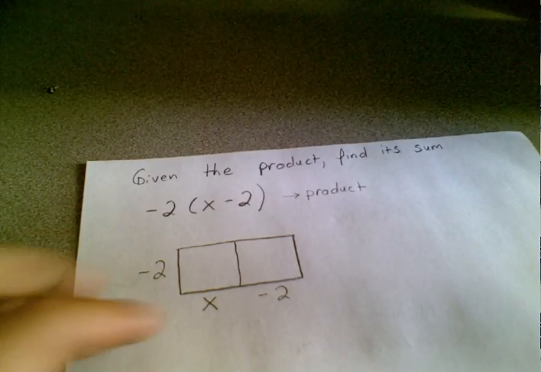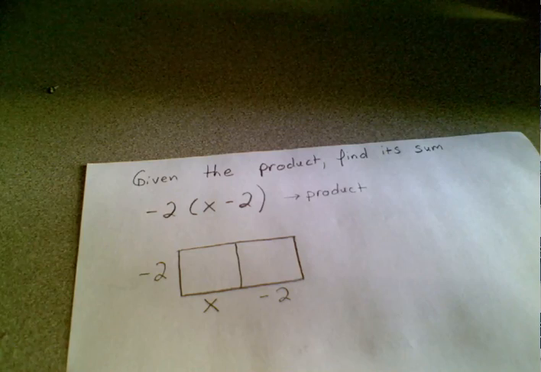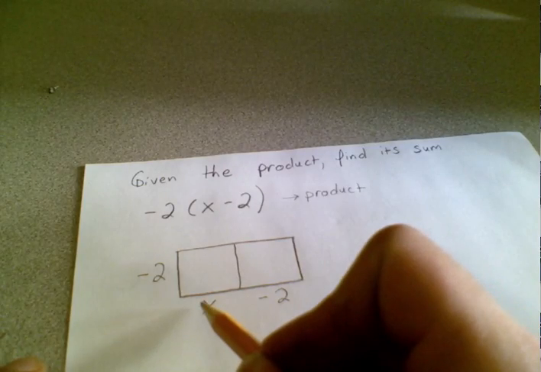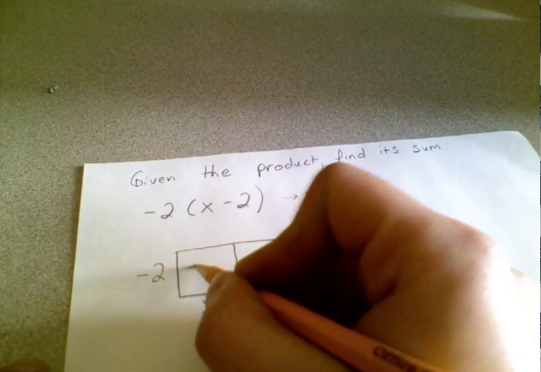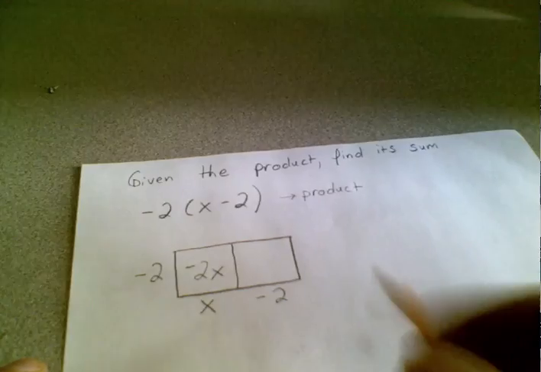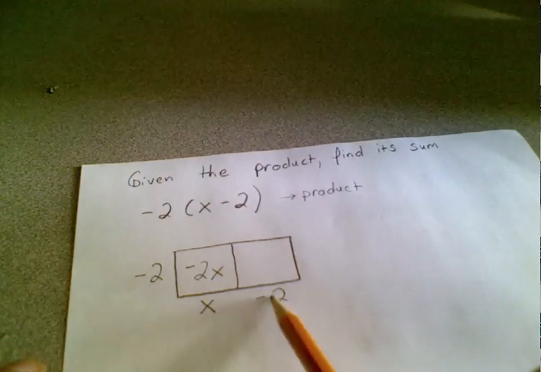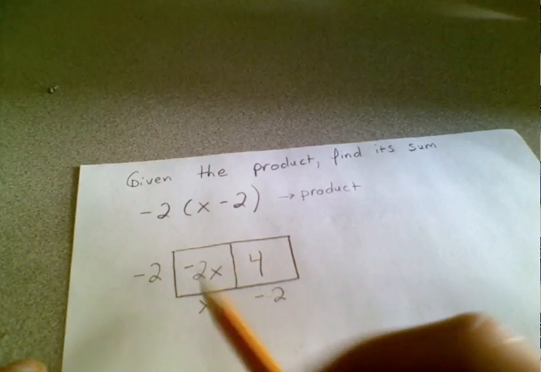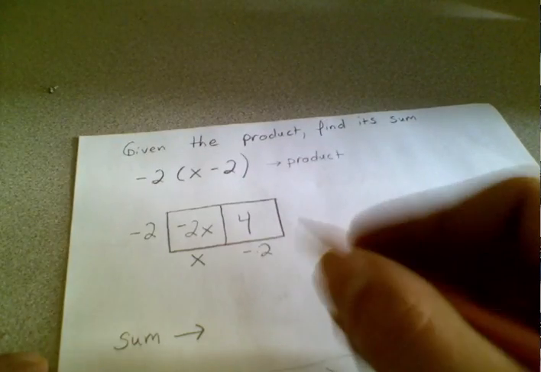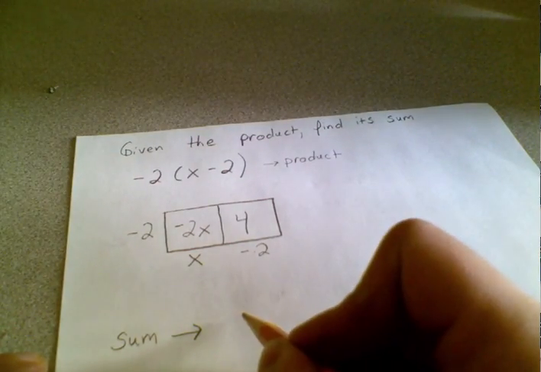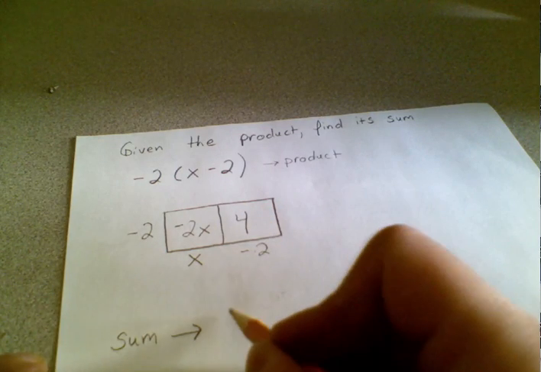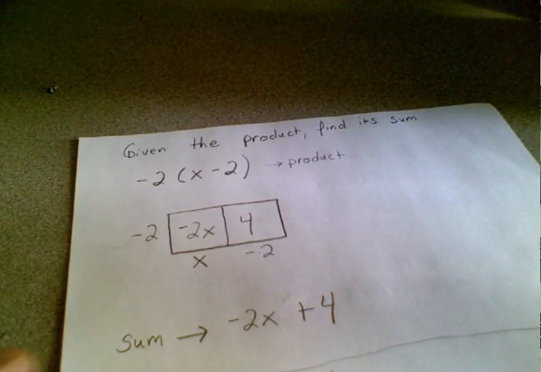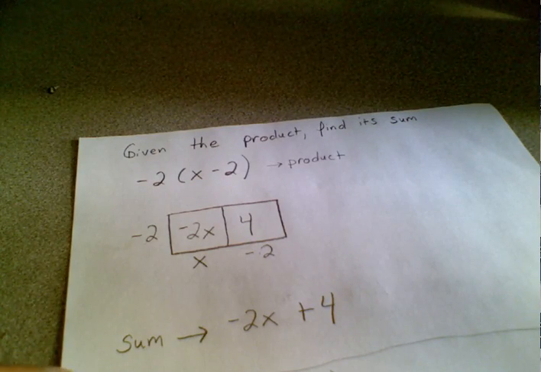Okay, now I just have to multiply the base and the height of each of the terms here to find what's on the inside. So if I were to ask you, what's x times negative 2, you would tell me that's negative 2x. And if I were to ask you, what is negative 2 times negative 2, you would tell me that's positive 4. So now what you see on the inside is your sum, okay? And I'm going to write that now. That is my answer. I've gone from a product to a sum of negative 2x plus 4. That's my shortcut. I didn't have to use any tiles there, okay?